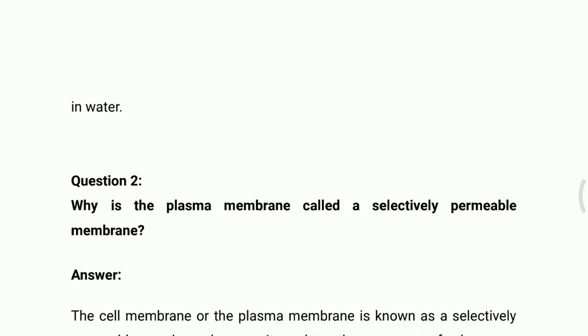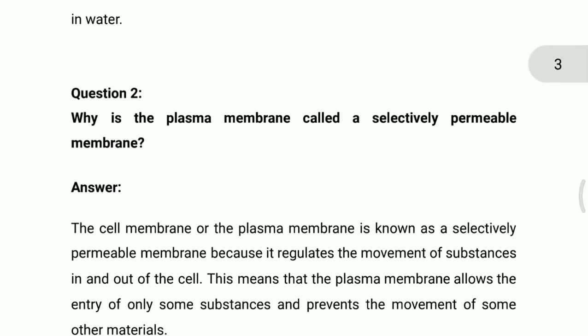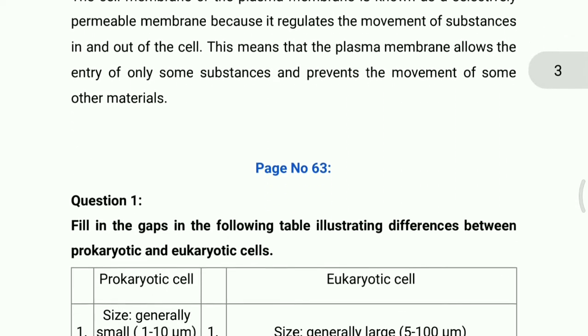Question number 2. Why is the plasma membrane called a selectively permeable membrane? Answer. The cell membrane or plasma membrane is known as a selectively permeable membrane because it regulates the movement of substances in and out of the cell. This means that the plasma membrane allows the entering of only some substances and prevents the movement of some other materials.